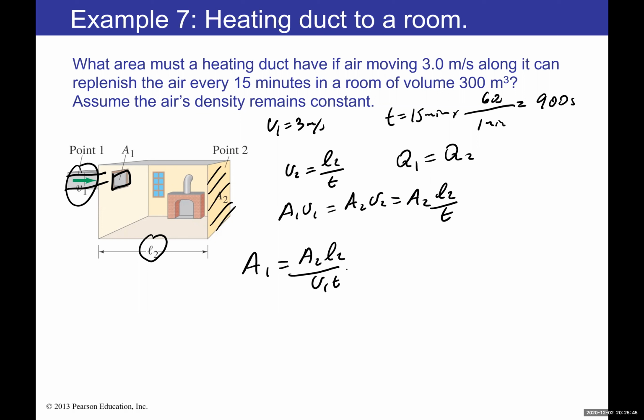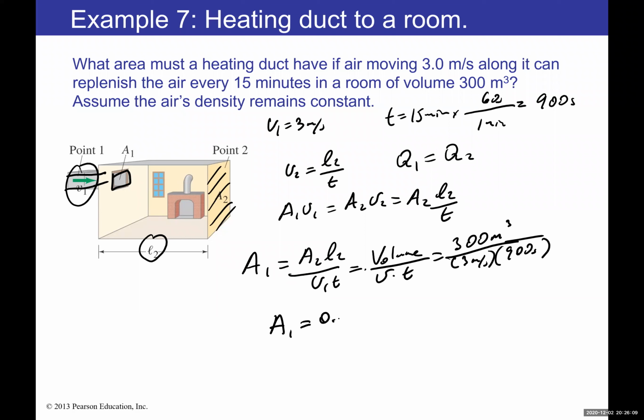Now, what is A2 times L2? Well, that's area times length. That means that's just basically the volume. So the volume, divided by the velocity times time. So that's what we're given, right? We're given volume, which is 300 cubic meters, divided by 3 meters per second, times 900 seconds in terms of the time. So area 1 will be equal to 0.11 square meters. And that's how we can calculate this area.